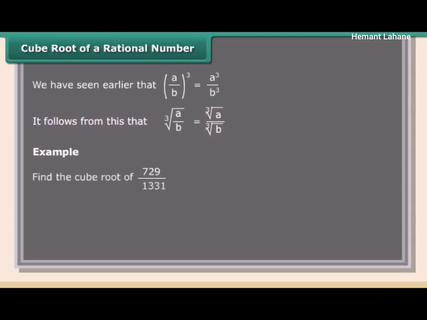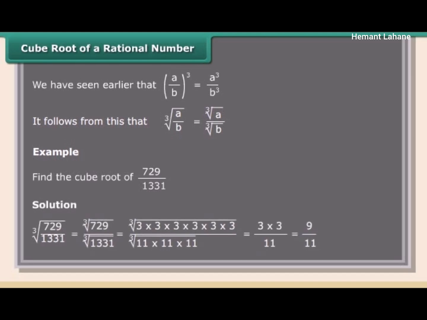Example: find the cube root of 729/1331. Solution: the cube root of 729/1331 is equal to the cube root of 729 upon the cube root of 1331, which is equal to the cube root of 3 × 3 × 3 × 3 × 3 × 3 upon the cube root of 11 × 11 × 11, which is equal to 3 × 3 upon 11, which equals 9/11.